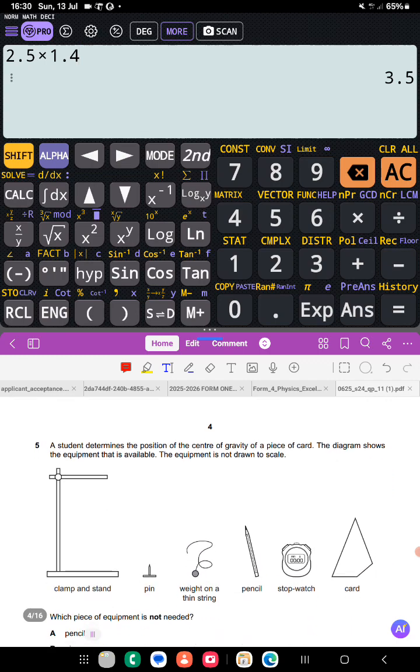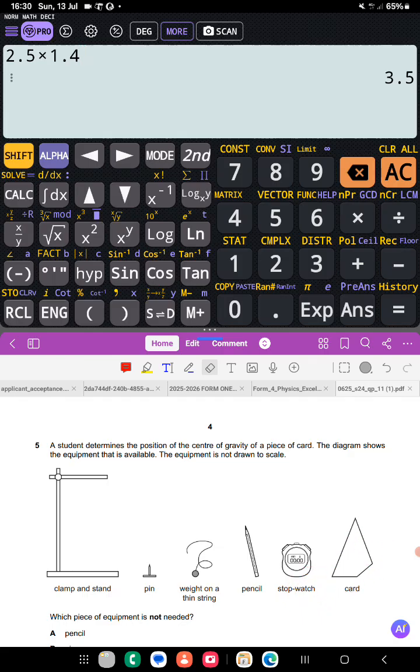Question number 5. A student determines the position of the center of gravity of a piece of card. The diagram shows the equipment that is suitable. The equipment is not drawn to scale. Alright, so we have a clamp on stand, a pin, a light weight on a thin string, a pencil, a stopwatch, and the card.